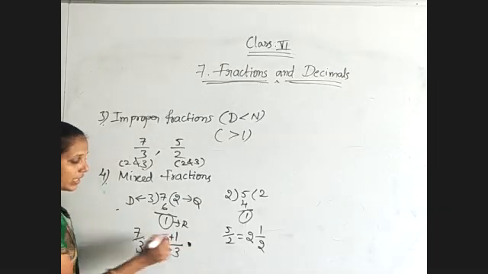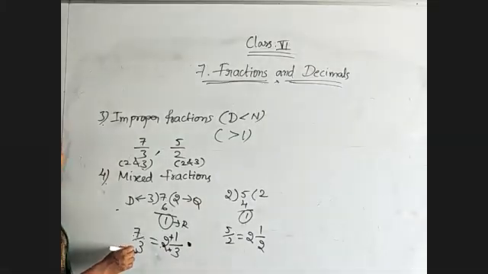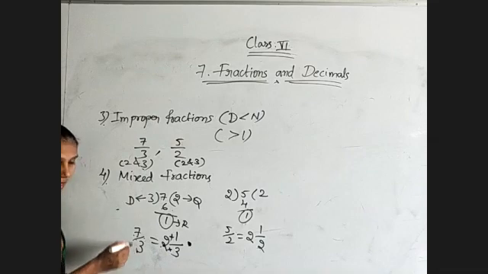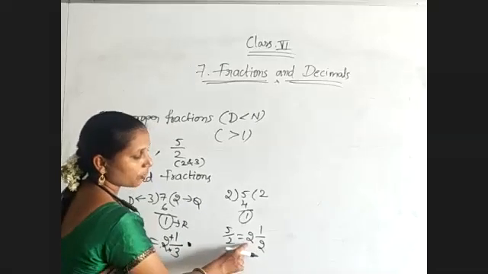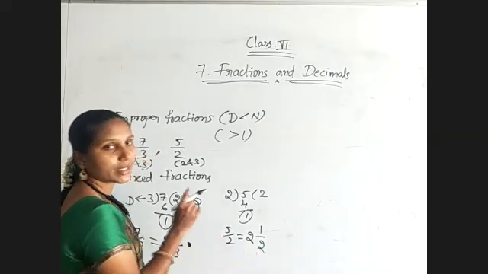So we will get this number in the numerator, and after the conversion, the denominator will not change. Here 3 is there, so we will get 3 itself. So 7 by 3. 2 3s are 6, 6 plus 1, 7. 7 by 3. Similarly, 2 2s are 4, 4 plus 1 is 5. We get 5 in the numerator, and the denominator is 2 itself.